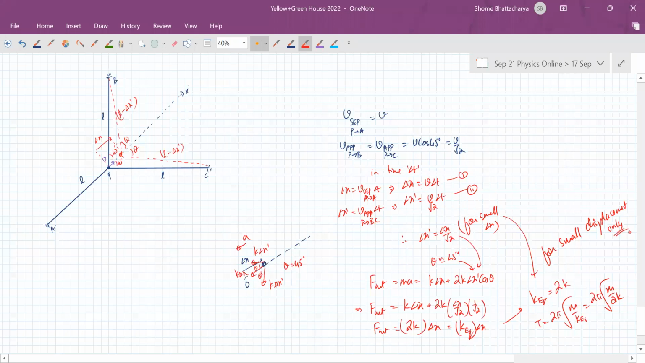If delta x is comparatively large so that we cannot apply this approximation, then it will still oscillate, but it will not be a harmonic oscillation. So the time period cannot be calculated by this kind of formula. That goes beyond the scope of our discussion over here, because we have to limit ourselves to harmonic oscillation. So I hope this question is clear.